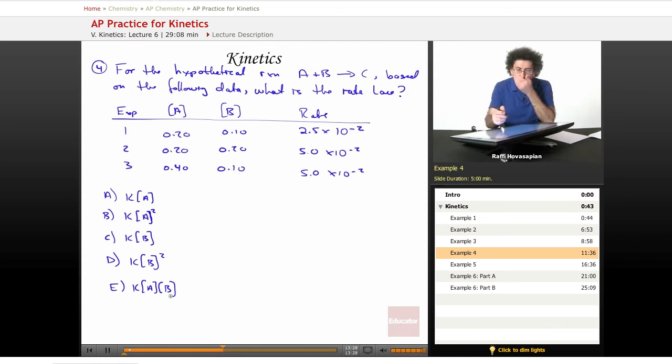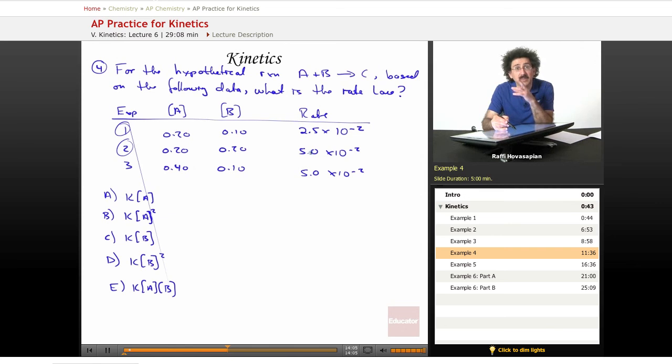Whenever we compare two experiments, when we're given concentration data and rate information, we need to find something where only one of the concentrations changes, because we're only dealing with one independent variable for anything that we compare. So in this case, when we change B from 0.1 to 0.2, when we double it, we ended up doubling the rate. Okay, so that means that it's going to be first order in B.